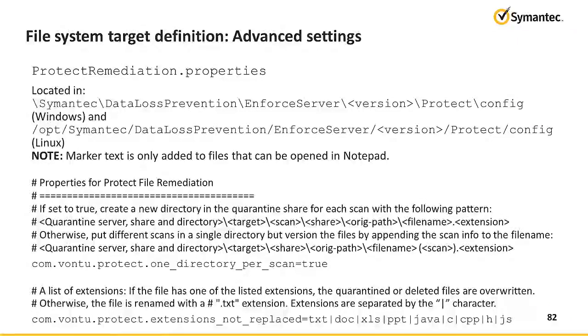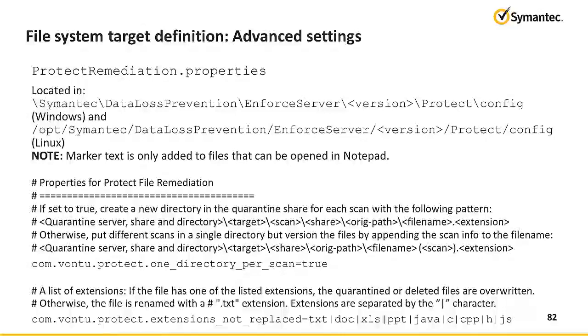Advanced configuration for file system scans for replacing a confidential file with a marker is controlled within the protectremediation.properties file. This file is accessible by navigating to the following location shown on this slide for either Windows or Linux. You can choose the following parameters. The com.vantu.protect.onedirectory/per-scan parameter is configured based on your need to retain the original folder structure of each relocated file. The value can be true if you want to create a new directory in the quarantine share for each scan, or false to use a single directory and version the file by appending the scan information to the file name.